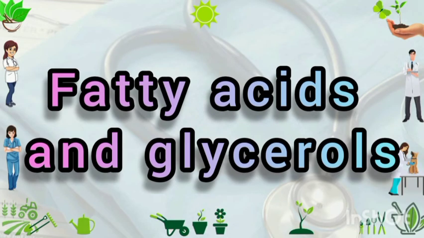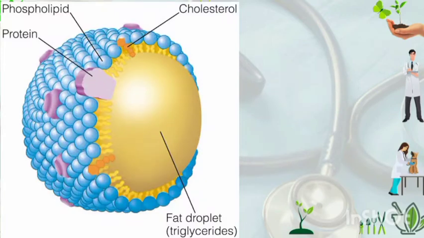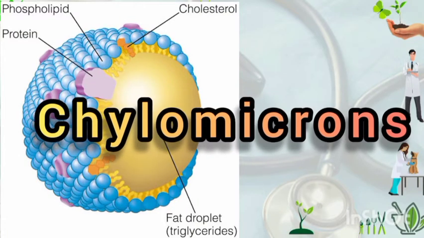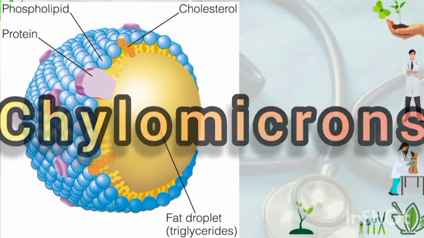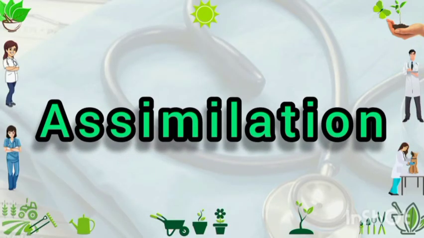Fatty acids and glycerol are reformed into very small protein-coated fat globules called the Chylomicrons, which are transported into the lymph vessels or lacteals in the villi. The absorbed substances finally reach the tissues, which utilize them for their activities. This process is called assimilation.